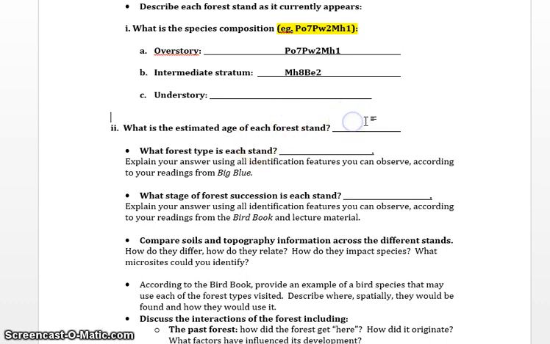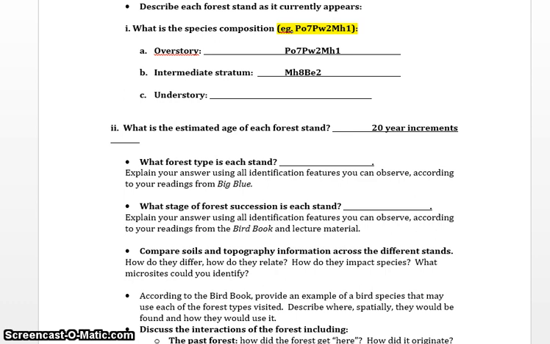Estimated age of the forest stand, I'm not looking for an exact age. I'm looking for 20-year increments. So let's say it's 0 to 20 years old. On a stand initiation site, it wouldn't be uncommon to have tall trees and small trees all within a relatively close age range, and that's an indicator of that forest type. As you go into old growth, 20 years over a 600-year-old tree really doesn't make a big difference, but when it's young and developing, that's very significant. So I just want an age range, something like that, 0 to 20, 20 to 40, 40 to 60, and so on.